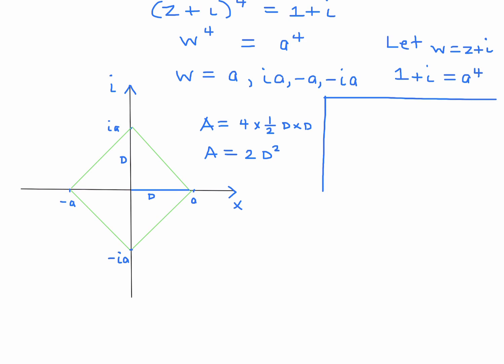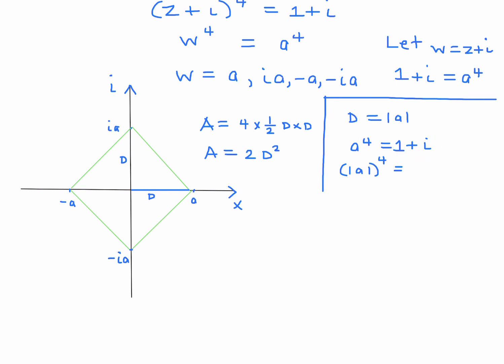Well, what is D? D is from here to here, right? And that basically represents the magnitude of a. That is not absolute value, it's magnitude, that symbol, because we're talking about complex numbers. Now what is a? a is 1 plus i. So using that equation, if a to the power of 4 is 1 plus i, that means if I take the magnitude of a, it'll be to the power of 4. That will be equivalent to the magnitude of this number.